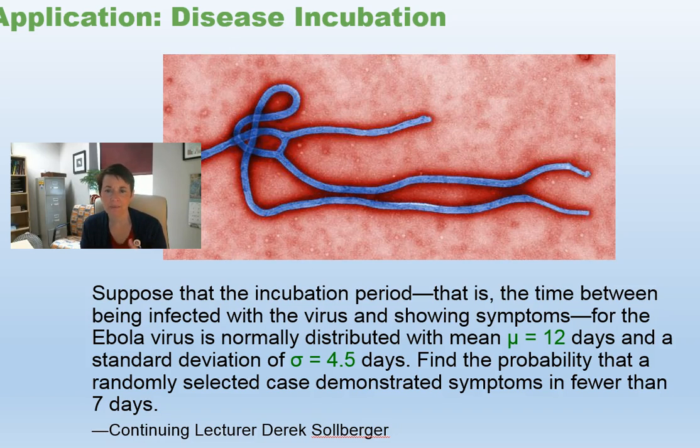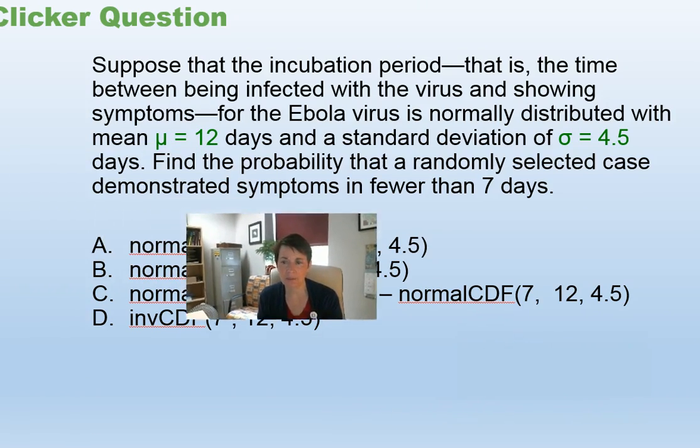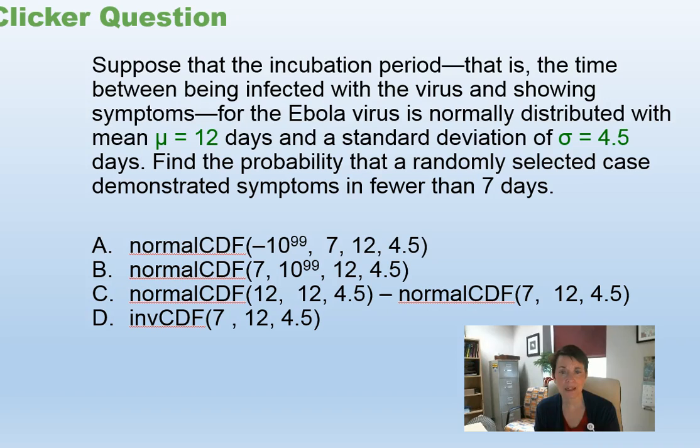Here we have a disease, and the Ebola virus incubation period is normally distributed. Mean of 12 days, that's in our middle, a standard deviation of 4.5 days. Find the probability that a randomly selected case demonstrated symptoms in fewer than 7 days. So thinking about this, 7 is a lot less than 12. So we're talking about that tail end of our problem. It actually has a little bit of multiple choice here. Which of these would be appropriate for that?